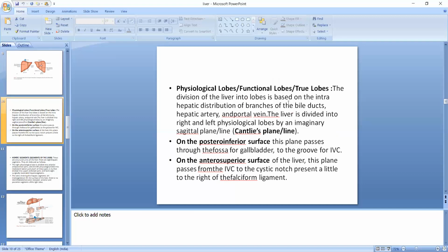Now we will discuss the physiological lobe, that we call functional lobe, and we will say the true lobes too. The division of the liver into lobes is based on the intrahepatic distribution of the branches of the bile ducts, hepatic artery, and portal vein. The liver is divided into the right and left physiological lobes by an imaginary sagittal plane that is called Cantlie plane or line. On the posterior inferior surface, this plane passes through the fossa for the gallbladder to the groove for IVC, inferior vena cava. On the anterior superior surface of the liver, this plane passes from the inferior vena cava to the cystic notch, present a little to the right of the falciform ligament.